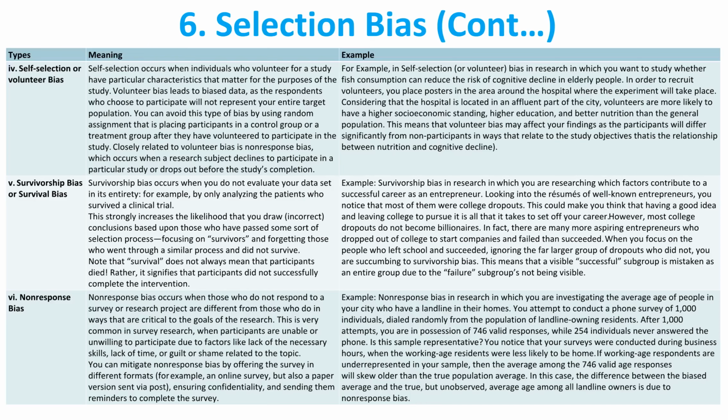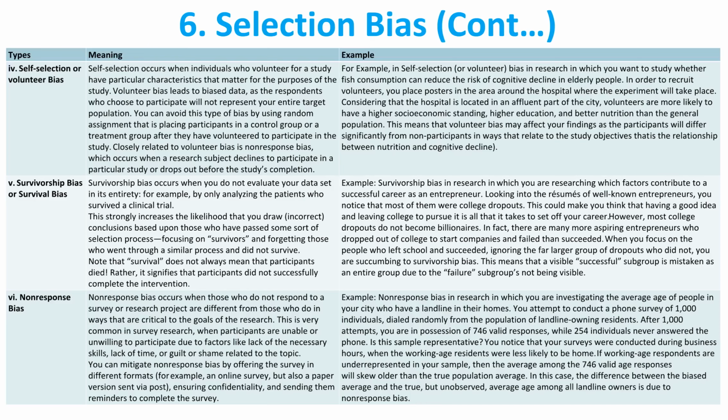For example, self-selection or volunteer bias in research: you want to study whether fish consumption can reduce the risk of cognitive decline in elderly people. In order to recruit volunteers, you place posters in the area around the hospital where the experiment will take place. Considering that the hospital is located in an affluent part of the city, volunteers are more likely to have a higher socioeconomic standing, higher education, and better nutrition than the general population. This means that volunteer bias may affect your findings, as the participants will differ significantly from non-participants in ways that relate to the study objectives, that is, the relationship between nutrition and cognitive decline.